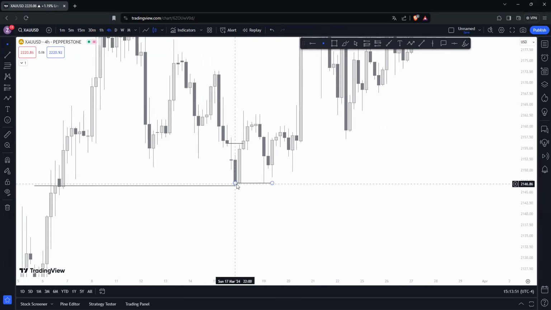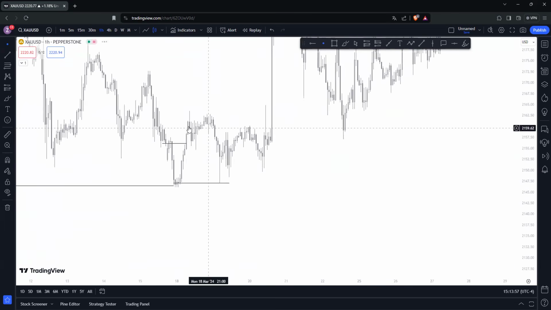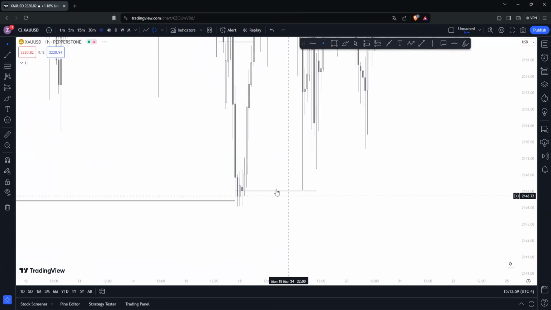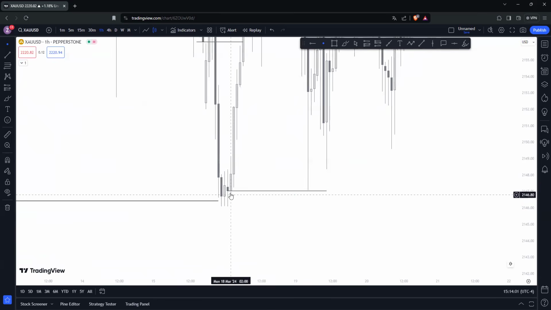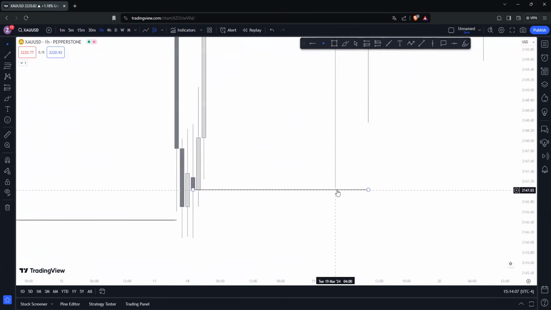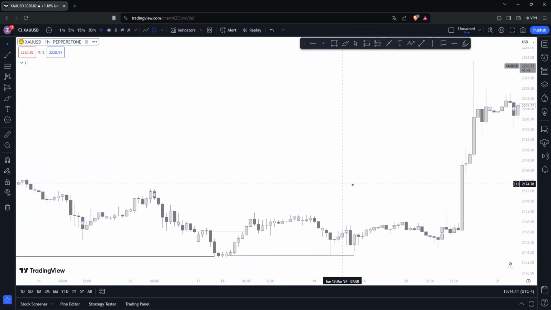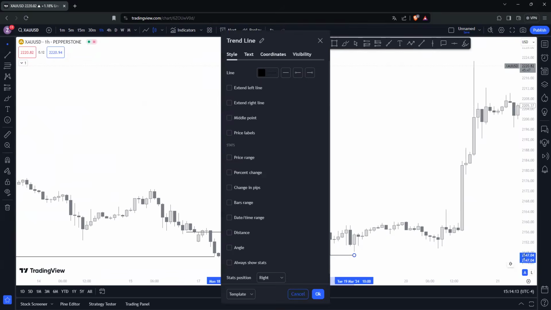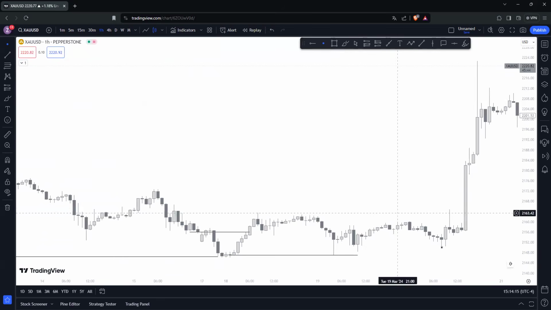So H4, it's fresh. Let's check on H1 at the same zone if it's also fresh. Okay, so you go to the H1, and as you can see here, H1 is also fresh. So Pepperstone here did not touch it. As you can see, it missed it by 0.1 pip, but on my broker, I was able to execute that on the same price, like 2,147.